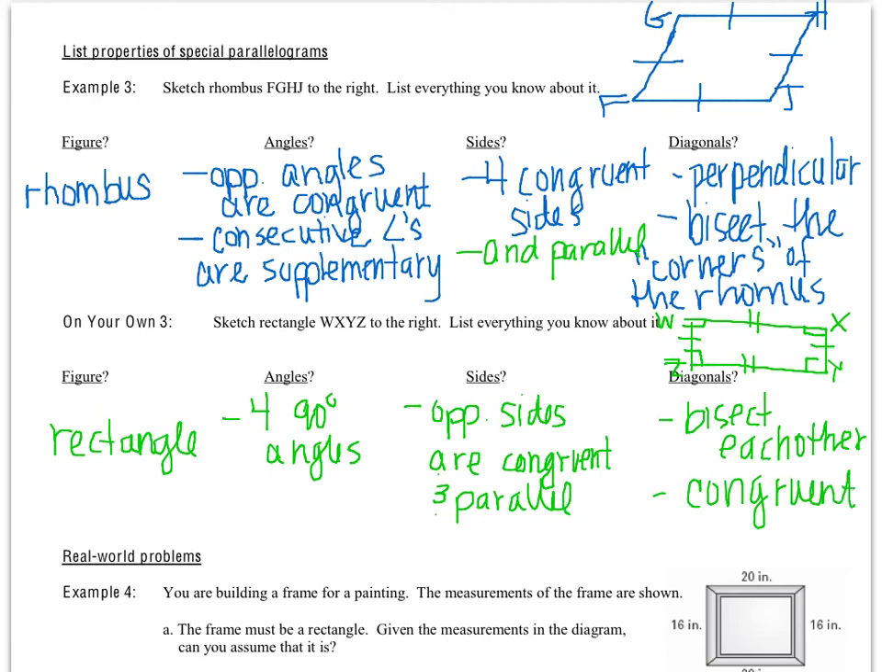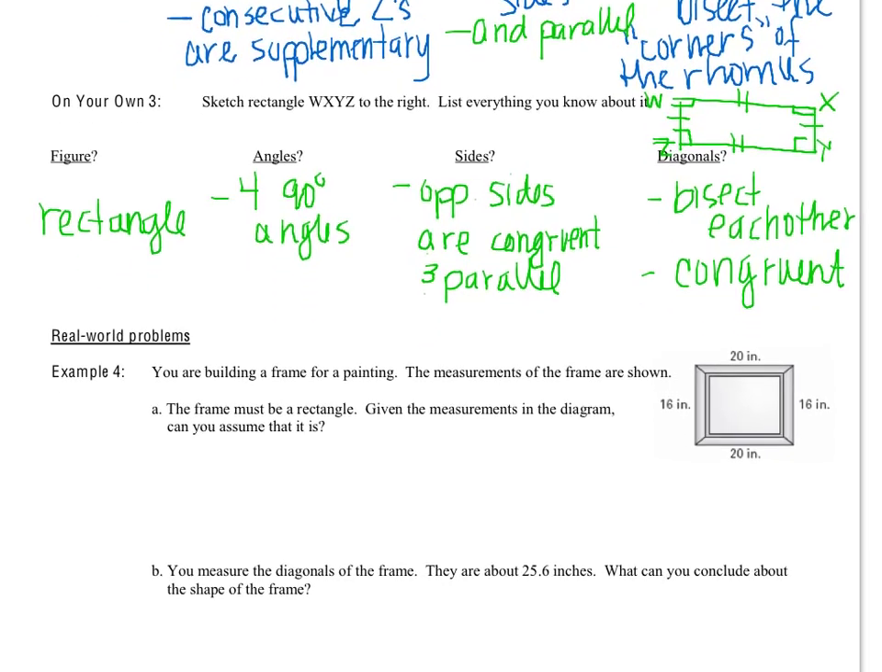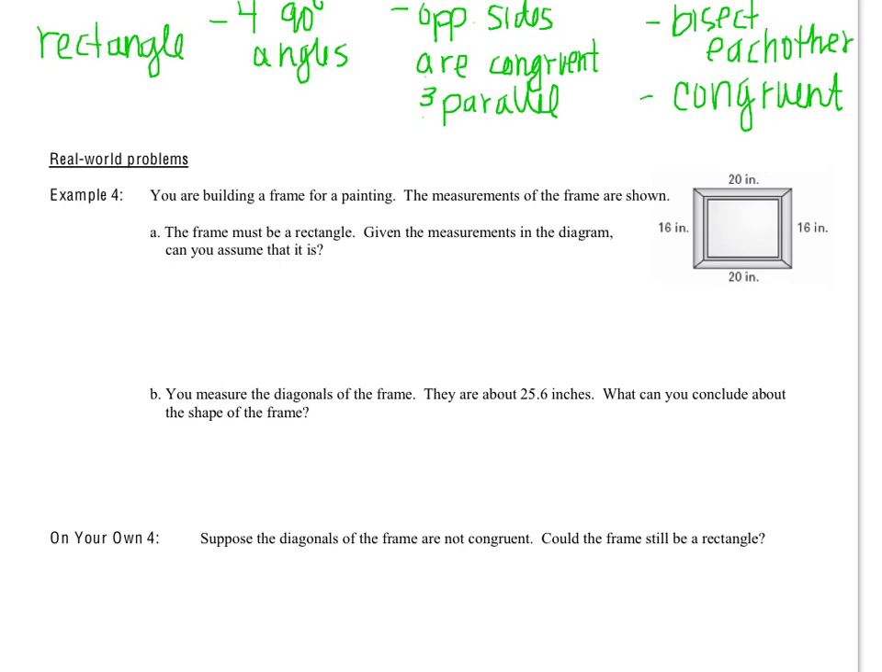Okay, let's do a real world problem here. Example 4, you're building a frame for a painting. The measurements of the frame are as shown. So looking at this, we know our opposite sides are congruent. Part A says the frame must be a rectangle. Given the measurements in the diagram, can you assume this is true? Well, in our diagram, all they tell us is the opposite sides are congruent.